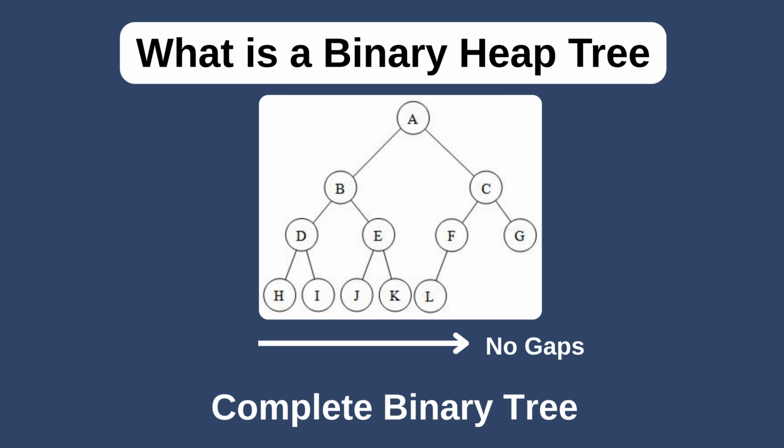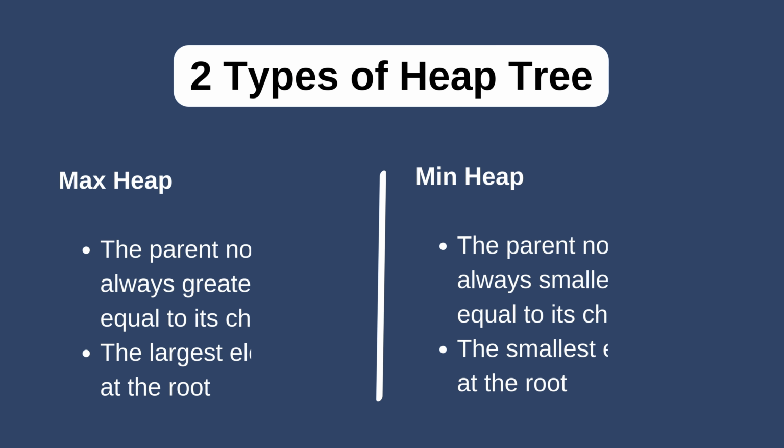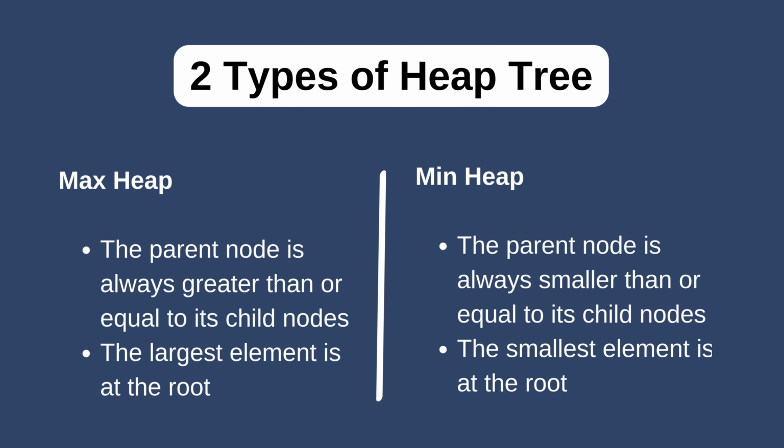A binary heap also should satisfy the heap property. There are two types of heaps. In a max heap, the parent node is always greater than or equal to its child nodes. The largest element is at the root. Then in a min heap, the parent node is always smaller than or equal to its child nodes. The smallest element is at the root.